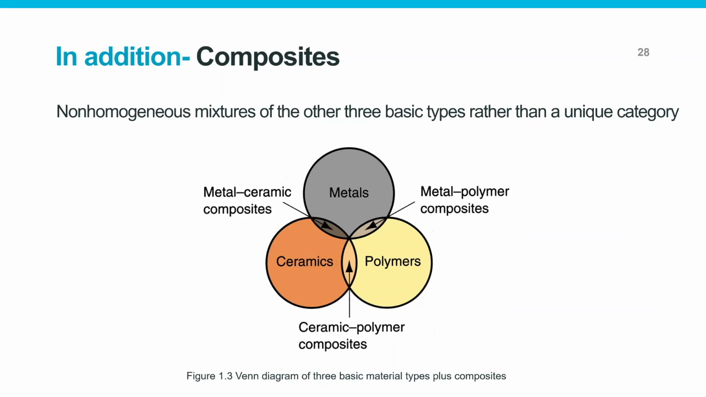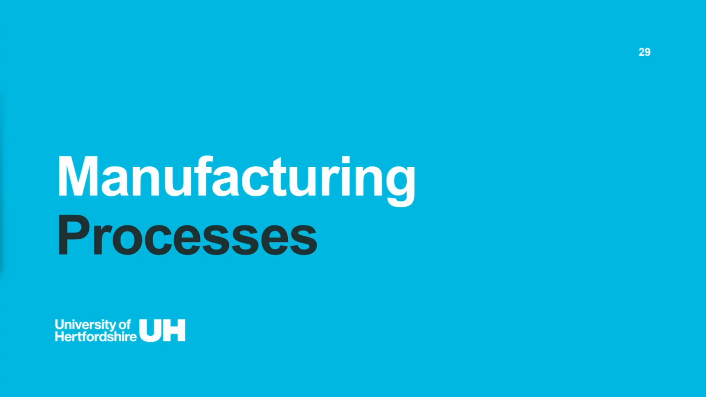The composites are a non-homogeneous mixture of the other three basic types, rather than having their own unique category. For instance, whenever we have a mixture of metals and ceramics, we create metal ceramic composites. Whenever we combine metals and polymers, we have metal polymer composites. And whenever we combine ceramics and polymers, we have ceramic and polymer composites. Whenever we make a composite, we want to maintain the average properties of the main materials such as metals, ceramics, and polymers. Now let's talk about the manufacturing processes.